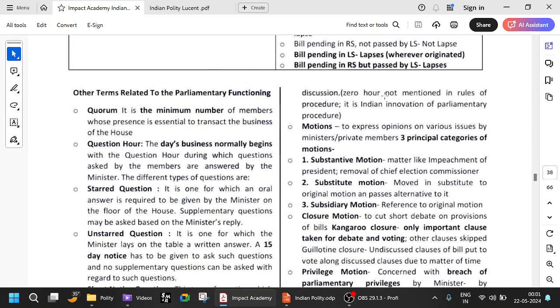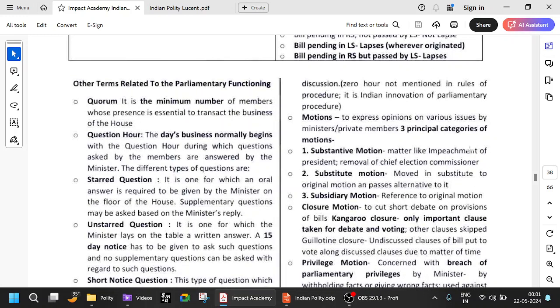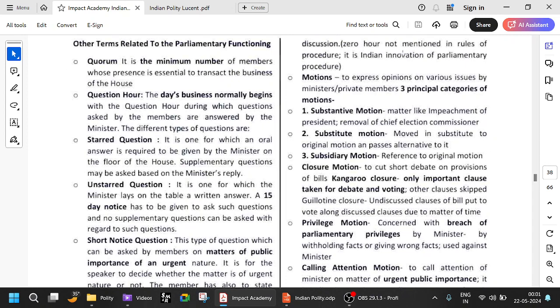Okay, zero hour is not mentioned in the rules of procedure. It is an Indian innovation of the parliamentary procedure. It is not mentioned anywhere. And there are several motions moved by ministers, private members. Three principal categories of motions are there.